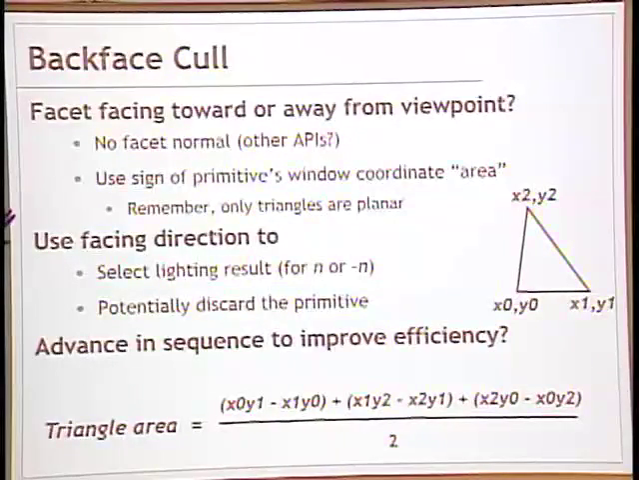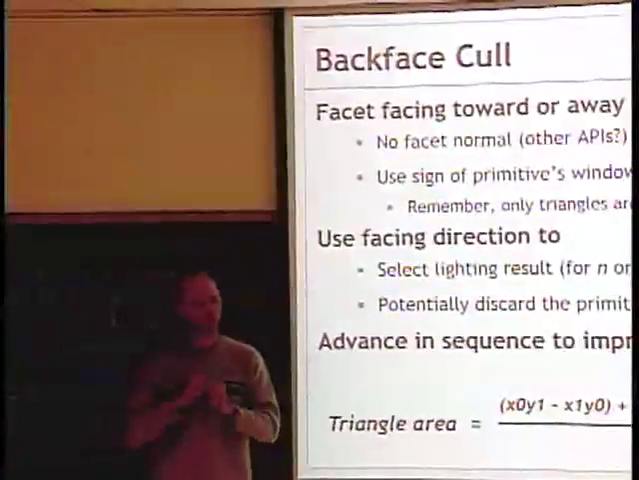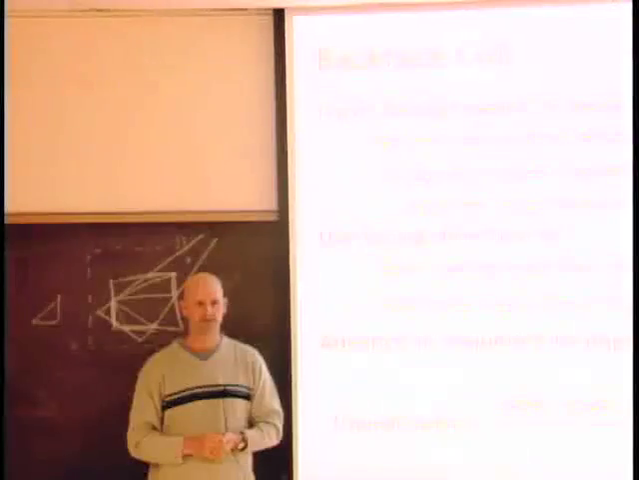Now, we don't have a facet normal. Other APIs do, but we don't have a facet normal. Our normals are instead per vertex. So we can't really use a normal to figure this out. So instead what we're going to do is really very clever. We're going to use the sign of the primitive's window area, and we're going to define the area of my triangle such that if it's facing the camera, it is a positive area. And if it is facing away from the camera, it is a negative area. And then we're only going to render the things with a positive area.